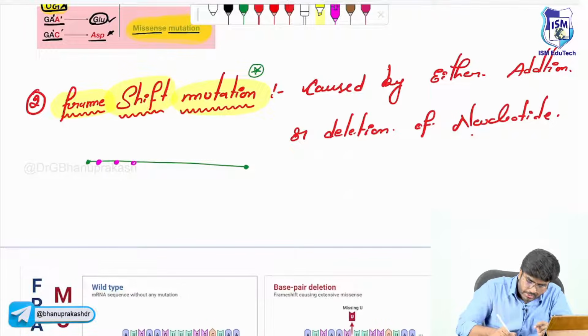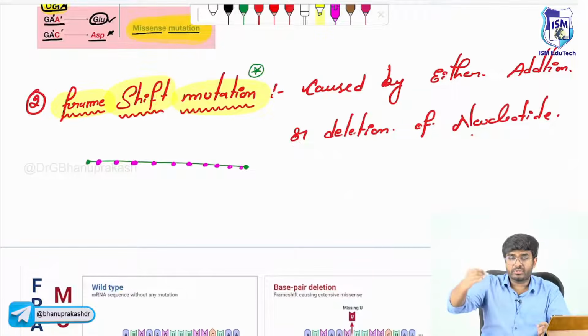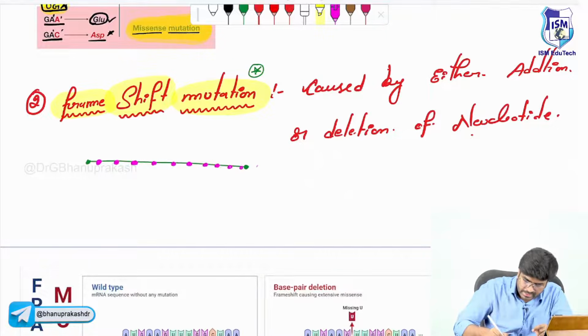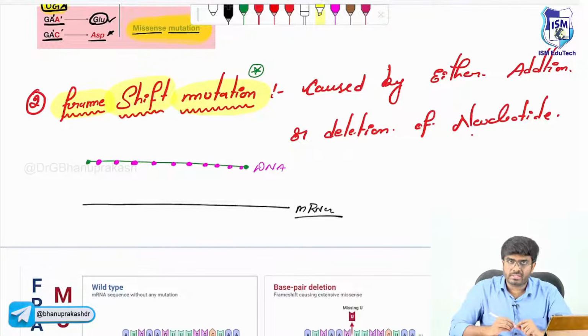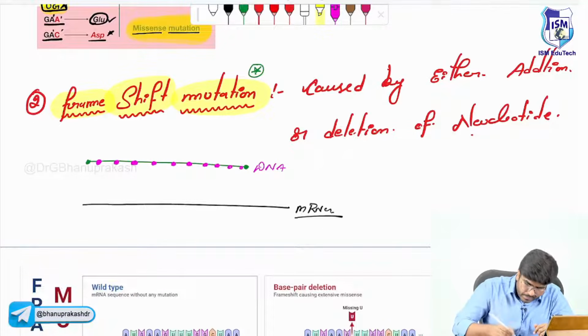Imagine these are all the nucleotides sitting like adenine, guanine, cytosine, thymine. This is the DNA. Now, from the DNA, mRNA is going to be produced. In the mRNA, what do you have? The complementary things, right? Here also you have the nucleotides.